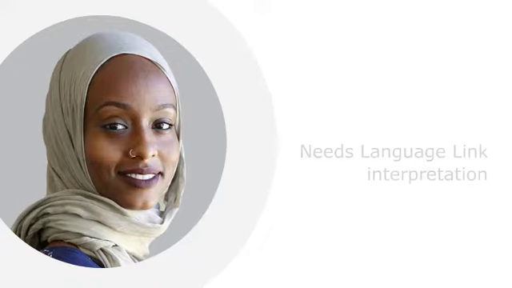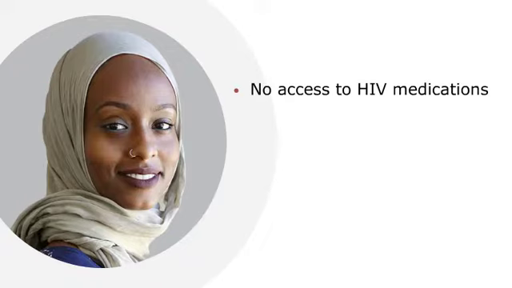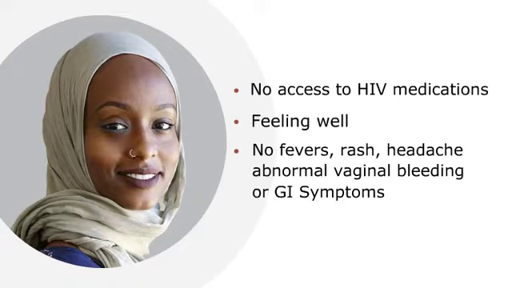She mentions that she has not had access to her HIV medications for a couple of months during the move and transition. She says she feels well without any fevers, rash, headache, abnormal vaginal bleeding, or GI symptoms. She had an undetectable viral load in Ethiopia on her 3-pill regimen, which she is able to identify on a pill chart. You inform RW and her husband that it is your practice to see all patients individually. Her husband can wait in the waiting room, and RW will join him after her visit.